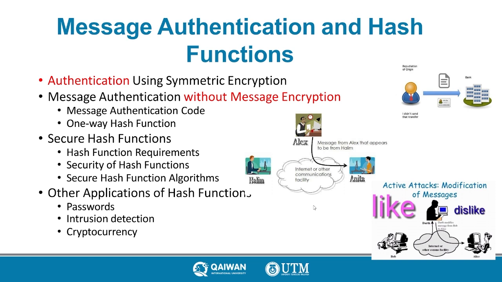Now, message authentication and hash functions. Authentication using symmetric key encryption. Message authentication without message encryption would use a message authentication code or a one-way hash function. We will use these two in order to authenticate a message, of course, with no encryption. For secure hash functions, we may use hash function requirements and secure hash algorithms. Now, how about other applications of hash functions? Passwords, intrusion detection, and cryptocurrency are applications that regularly use hash functions.